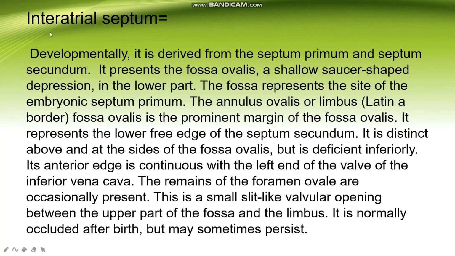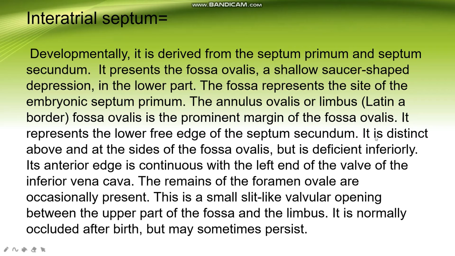The interatrial septum is developmentally derived from the septum primum and the septum secundum. It presents the fossa ovalis, a shallow saucer-shaped depression in the lower part. The fossa represents the site of the embryonic septum primum. The annulus ovalis or limbus fossa ovalis is the prominent margin of the fossa ovalis. It represents the lower free edge of the septum secundum.